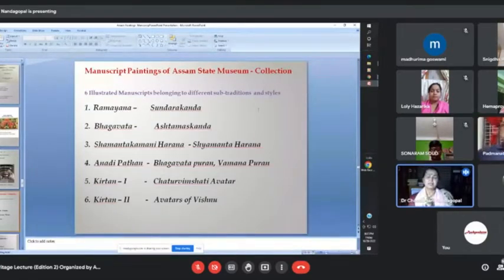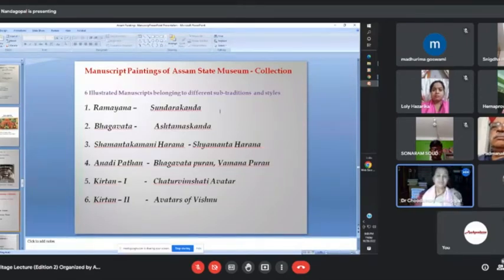In Assam State Museum we have six illustrated manuscripts, but they belong to different sub-traditions and styles. You don't find a common style in all these manuscripts. Each one is entirely different from the other. From the stylistic perspective, from the symbolic perspective, from the art historical analysis, they are very different from one another. So Ramayana, we don't have the entire Ramayana there, only Sundarakanda. Folios are connected to Sundarakanda.